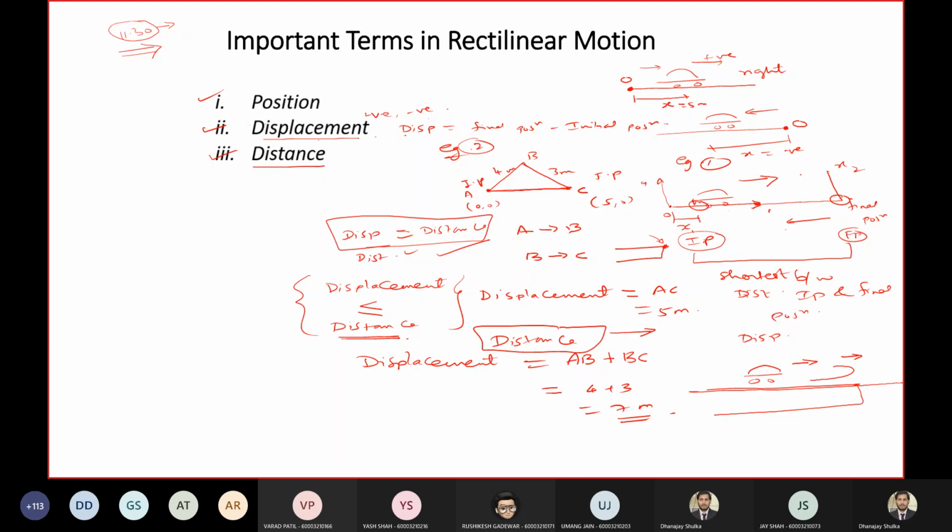That's why displacement will always be less than, or at maximum equal to, the distance. So this you have to keep in mind, okay?